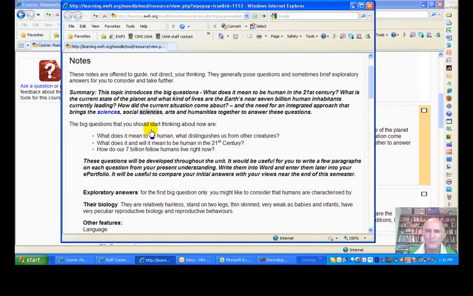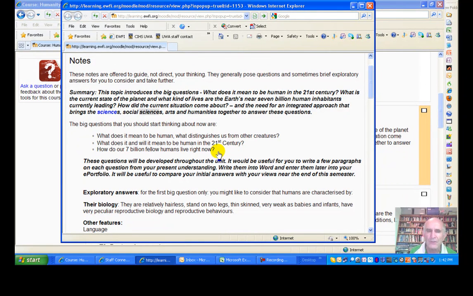The big questions we want you to think about this week are: what does it mean to be human at all? What distinguishes us from other creatures? Very important question, fundamental. What does and what will it mean to be human in the 21st century? And finally, how are we living, these 7 billion fellow humans, how are they living right now?